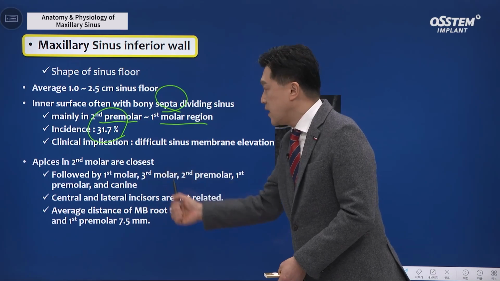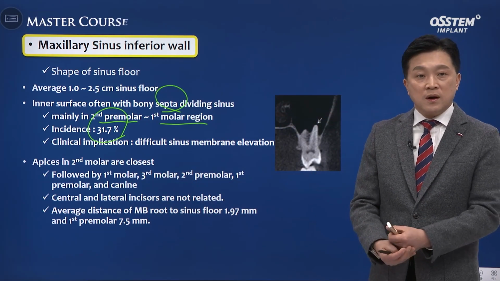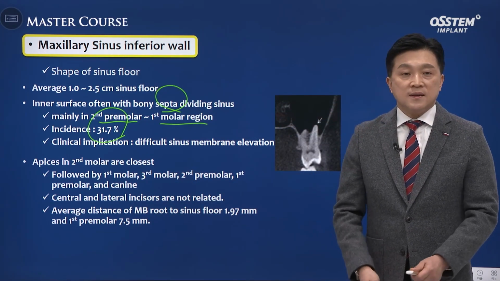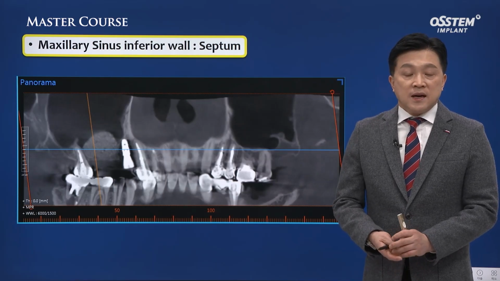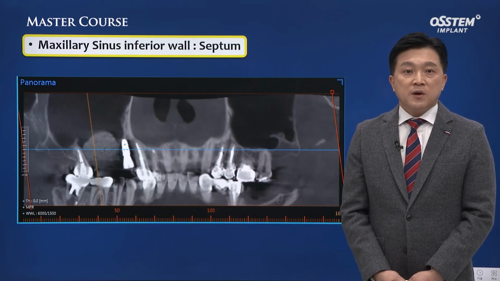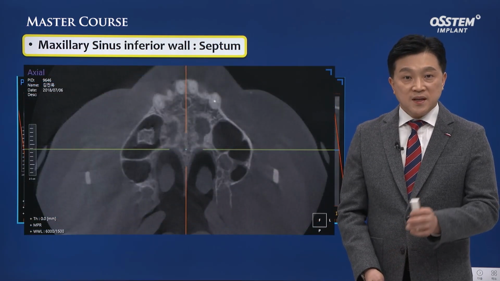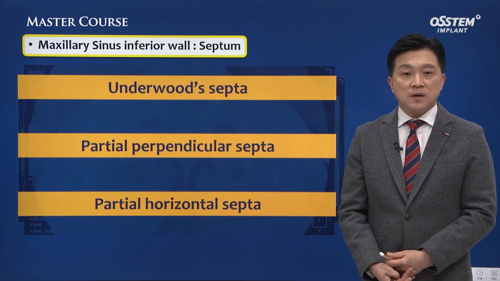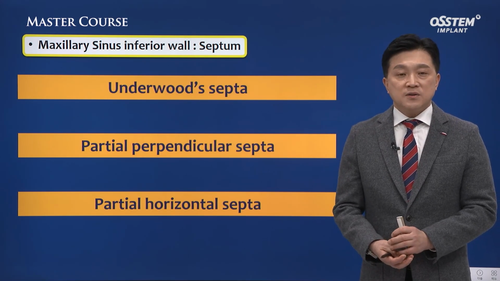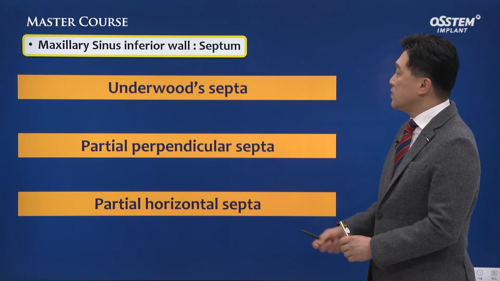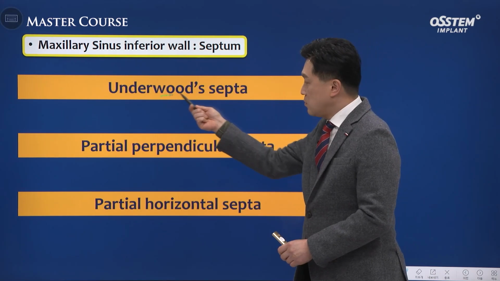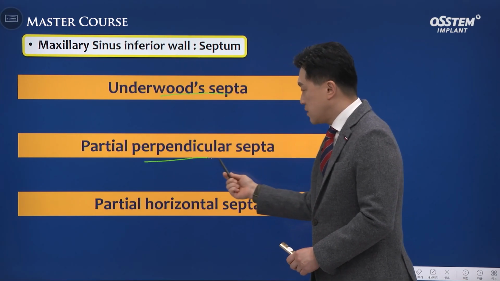It is known that the apices in the second molar are the closest to the sinus. To talk about septum briefly in the inferior wall of the sinus floor, you can see the septum in the CT. It can be divided into 3. There's Underwood septa, partial perpendicular septa, and partial horizontal septa.